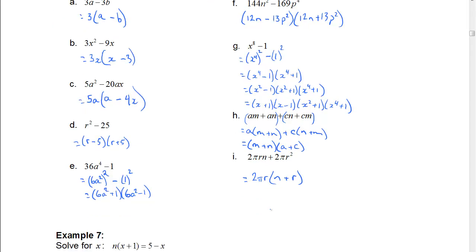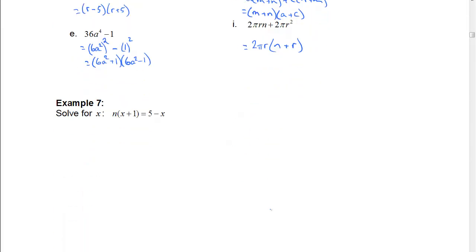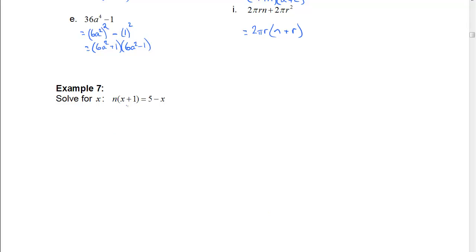We'll do one more example here, since example 7 is short. And we need to solve this for x. Well, we have x in two places, so the first thing we're going to do is collect the x's together. So we're going to do that by expanding here. So nx plus n equals 5 minus x.